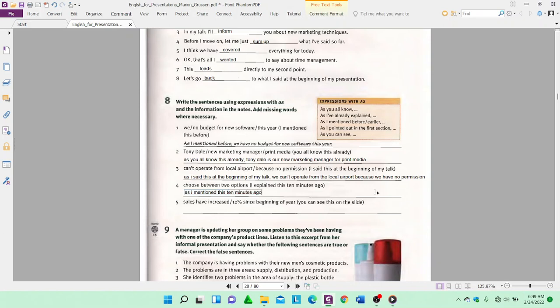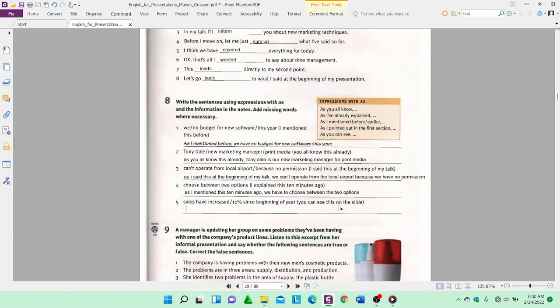Okay. Apa nih? Choose between 2 points. Apa ya? Say we have atau you have bisa juga. To choose. Yeah. Between the 2 option misalnya. Saya sebagaimana saya jelaskan tentang hal ini 10 menit yang lalu, kita harus memilih di antara 2 pilihan itu. Ya. Atau nomor 5 bisa kita buat.